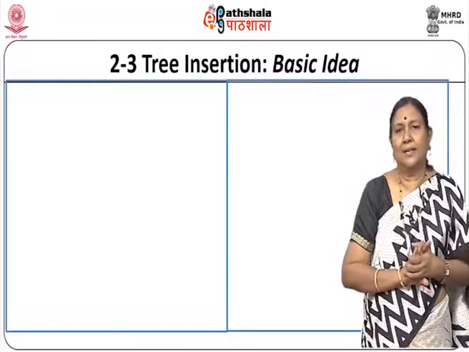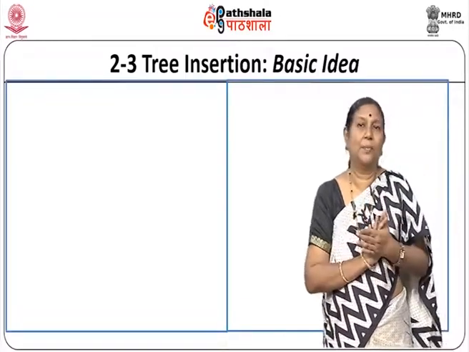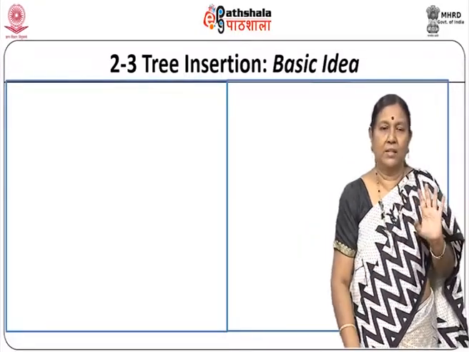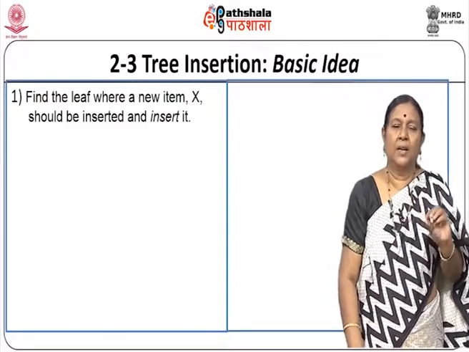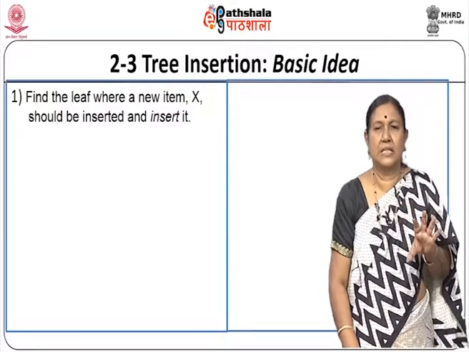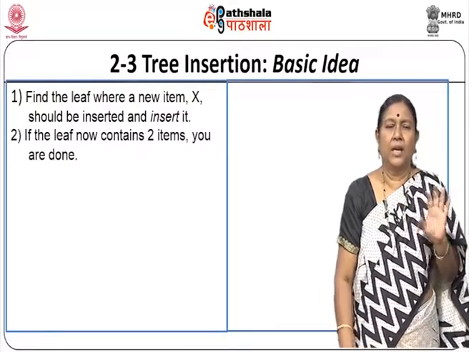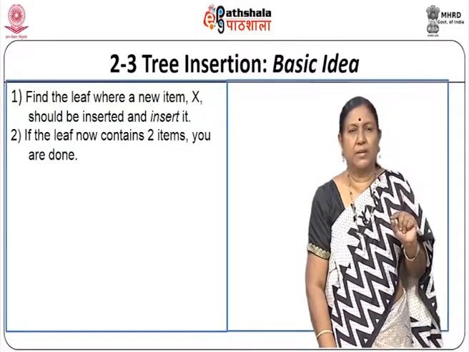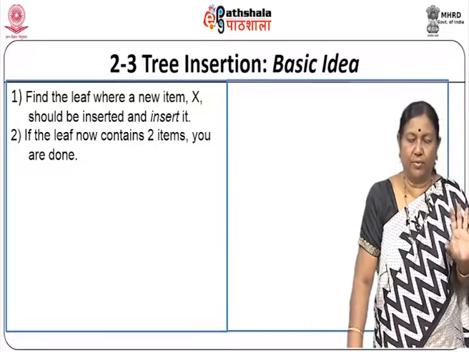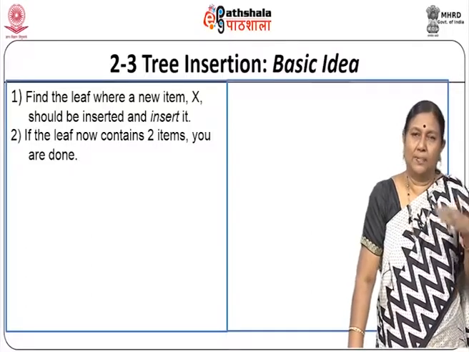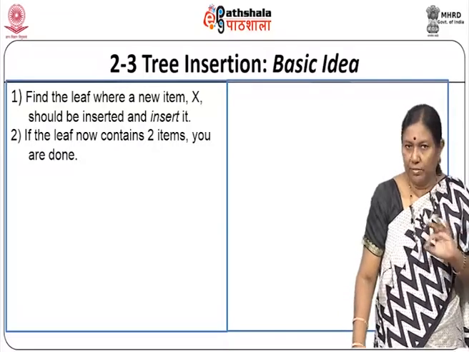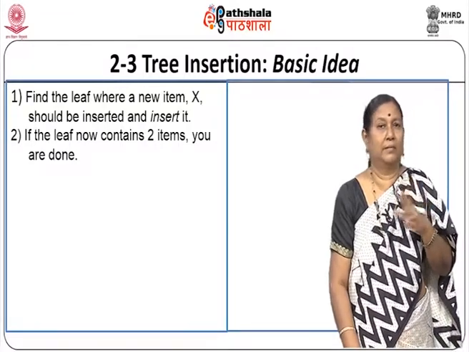Now, let us take a look at insertion. It has to maintain the properties of a 2-3 tree, it has to be balanced, it is a search tree. So, let us look at the basic idea. The basic idea is to find a leaf where a new item x should be inserted and insert it. You always insert at the leaf, that you have to know. So, find where you have to insert depending on the search property, and if after insertion the leaf contains only 2 items, you have to do nothing else, you are done.